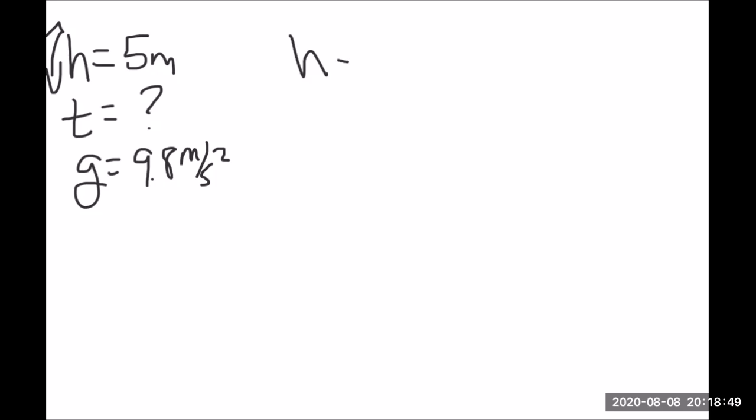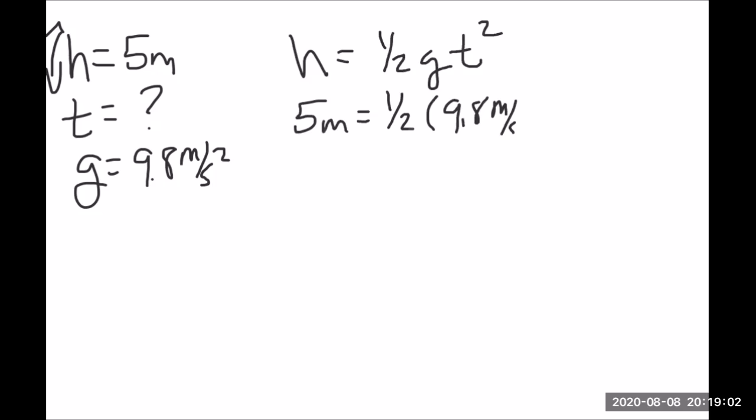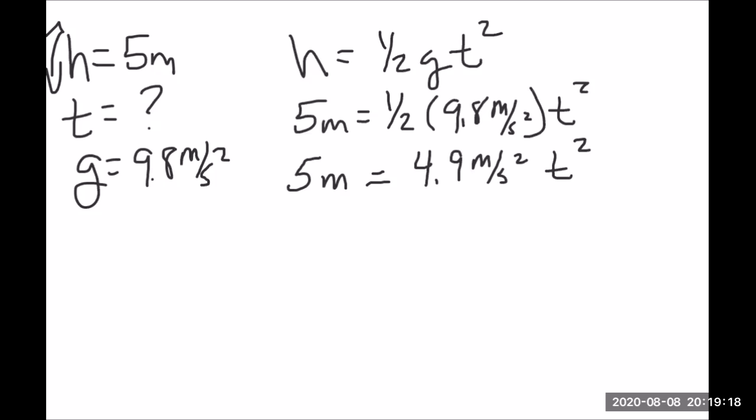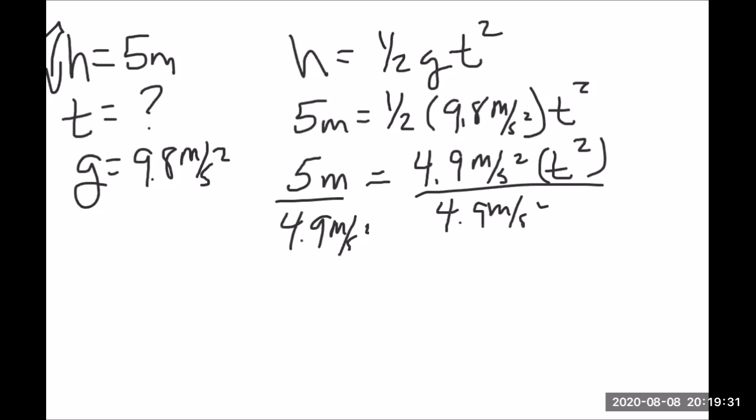So again, we would say 5 meters equals 1/2 times 9.8 meters per second squared times t squared. So I'd have my 5 meters. 1/2 times 9.8 is 4.9 meters per second squared times my t squared. Divide by what is in front of the letter, 4.9 meters per second squared. So t squared would equal 1.02. Now, my meters would cross out, so I'd be left with 1.02 seconds squared.